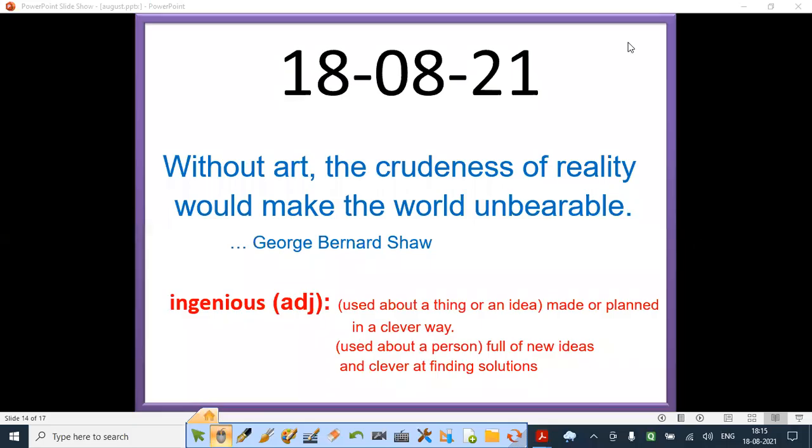Good evening. Today's quote is again by Bernard Shaw. Without art, the crudeness of reality would make the world unbearable.